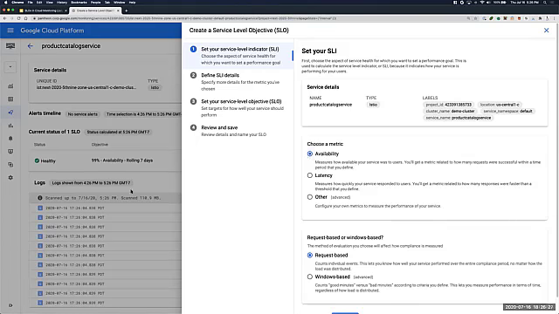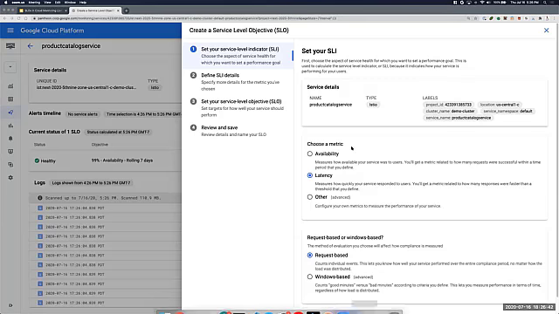So maybe since I already have an availability, let's do latency. I want to do a request-based SLI versus a windows-based, right? So request-based counts events. Windows-based counts good minutes versus bad minutes that we can use to define a criteria, but we're just going to do request-based.